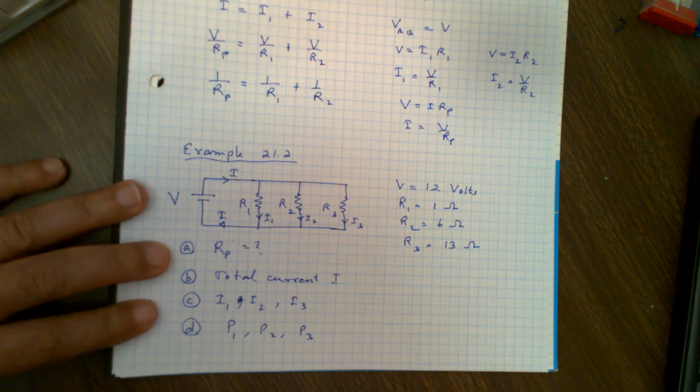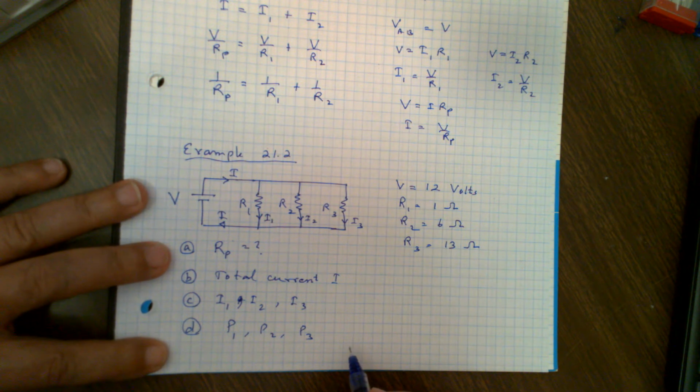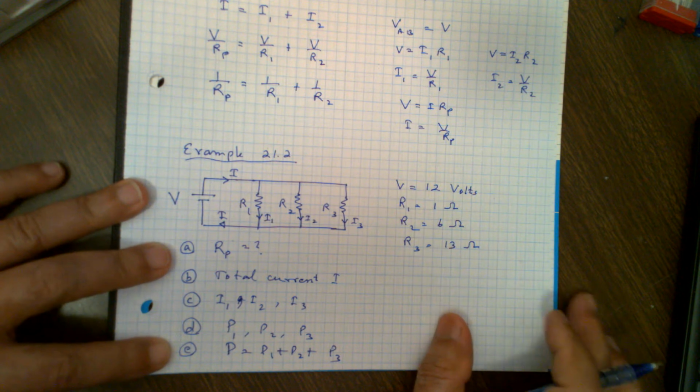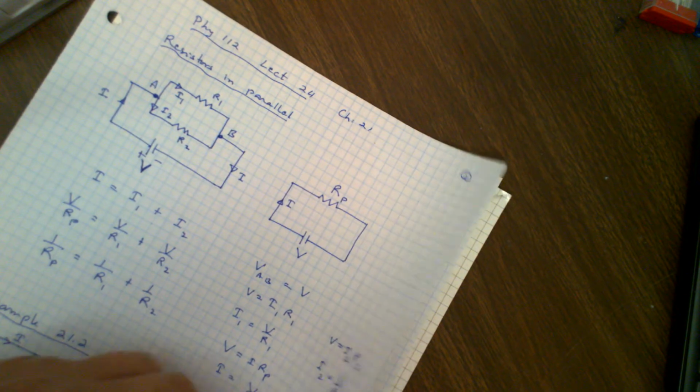So we'll find that P is equal to IV or I squared R, or V squared by R, you can use any of those formulas. And then E is, you want to find the power dissipated in the whole thing, the total power dissipation, which is equal to P1 plus P2 plus P3. That's what you want to show. All right. Okay. So let's do that. So let me go to the next page.